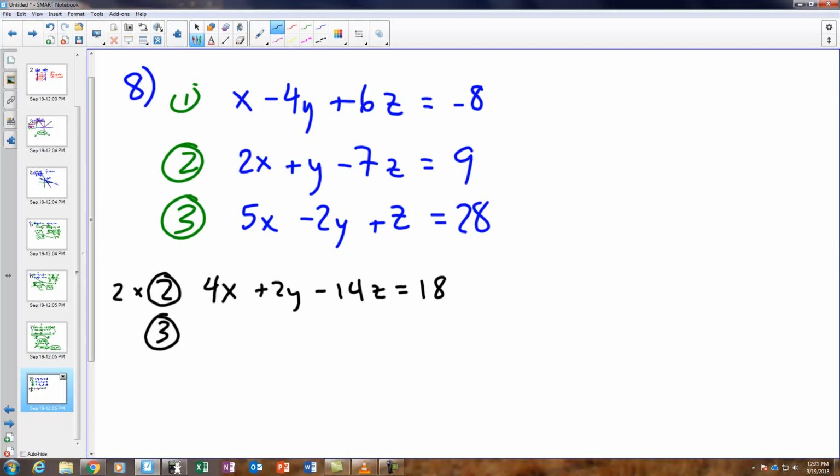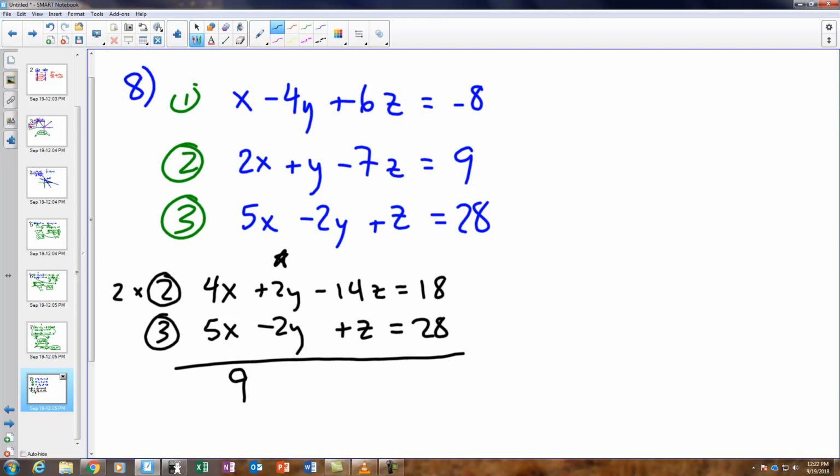And then the bottom one's not going to change. 5x, that's fine, I don't care what that is. Minus 2y, this is what I was really after, was canceling the y's. All right, plus z equals 28. When I combine these, I'm going to get 9x, my y's cancel, minus 13z equals 46. I'm going to call this equation number 4.